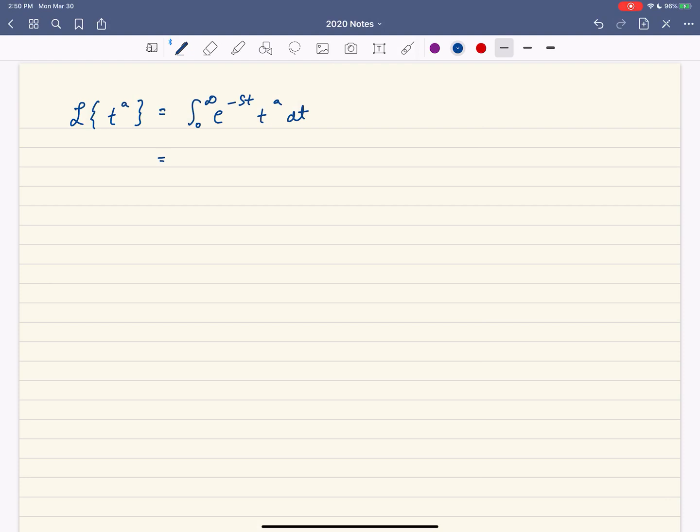I want to differentiate t to the a, so I want to anti-differentiate e to the negative st. So this will be negative 1 over s, e to the negative st, t to the a, as t goes from 0 to infinity, and then minus the integral from 0 to infinity of negative 1 over s, e to the negative st, times the derivative of t to the a, which is a t to the a minus 1 dt.